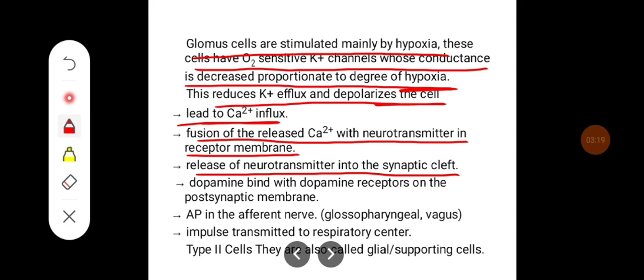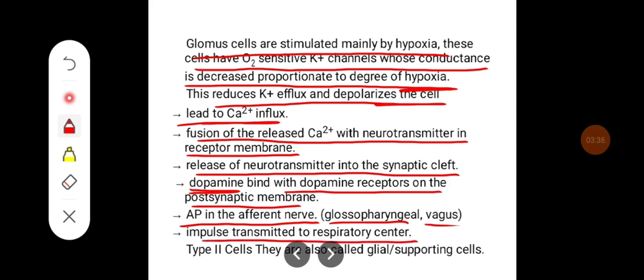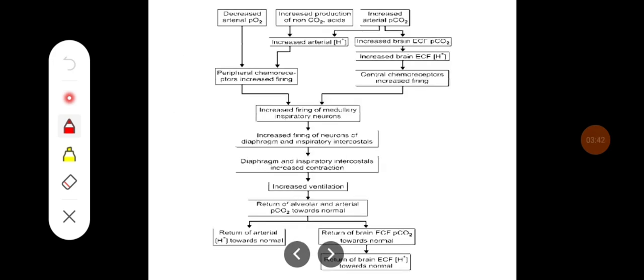so that the neurotransmitter, dopamine, binds with dopamine receptor on the postsynaptic membrane, and action potential occurs in the afferent nerve, that is through the glossopharyngeal and the vagus, and impulse is transmitted to the respiratory center. Type 2 cells are also called glial or supporting cells. This is the mechanism by which the chemoreceptors are stimulated.